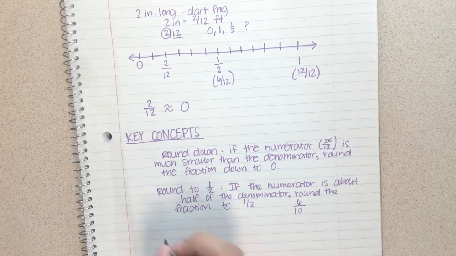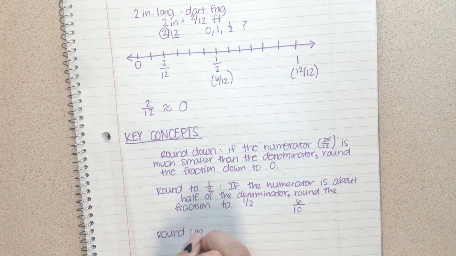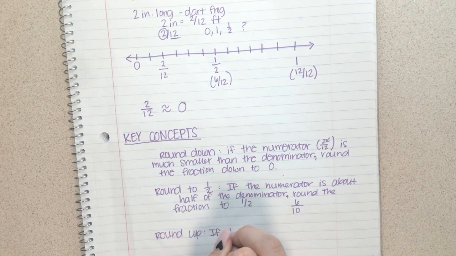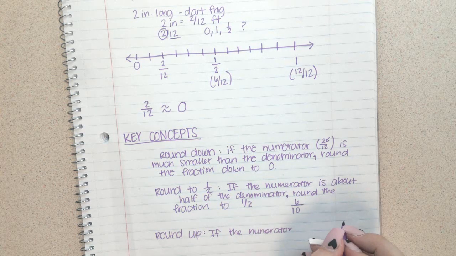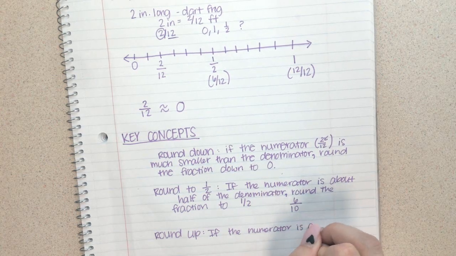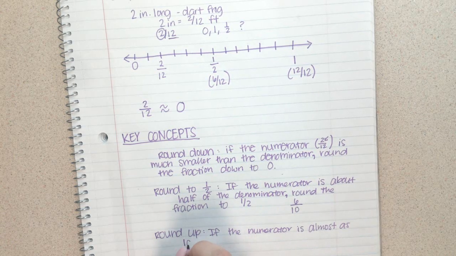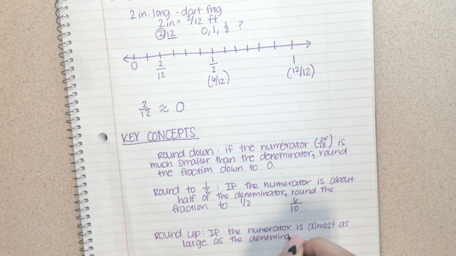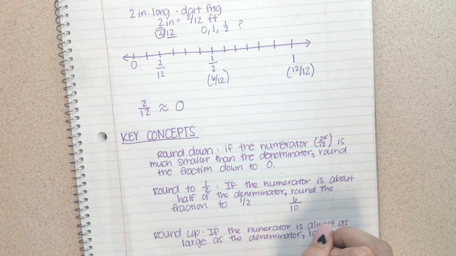Okay, and the last one, probably guessed it, is rounding up. So if the numerator, again, that top number, is almost as large as the denominator, the bottom number in a fraction, then we're going to round the fraction up to 1.